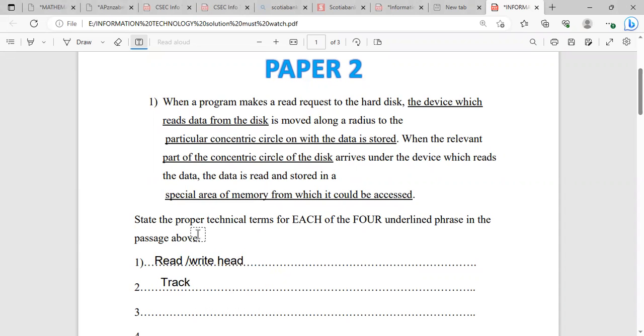Let's look at the third one, which says, when the relevant part of the concentric circle of the disk, which is the, something to do with maths, which is the sector.